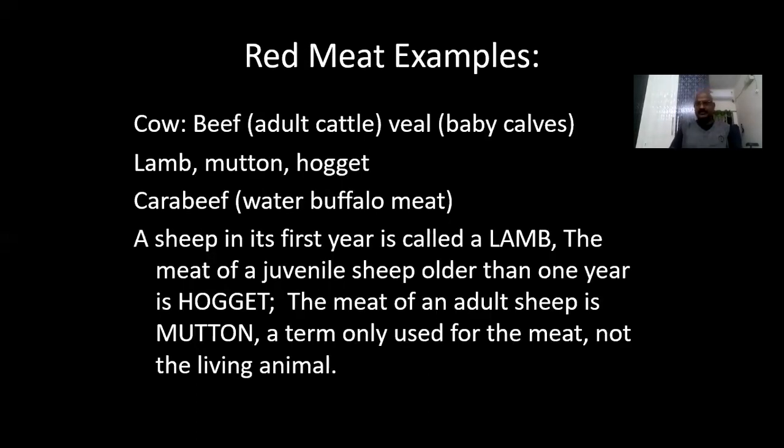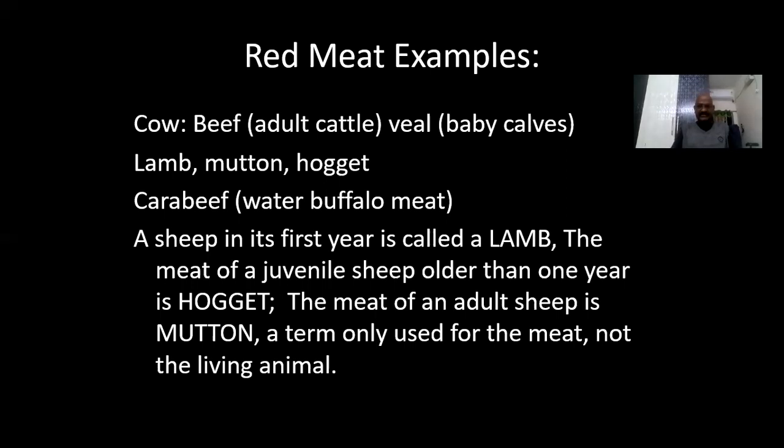Red meat examples. What does red meat contain? What are the animals that give red meat? We'll see now. Cow, beef: adult cattle are called a cow. Veal: baby calves are called veal. Lamb, mutton, hogget. Okay, so carabeef, water buffalo meat, is also called red meat.